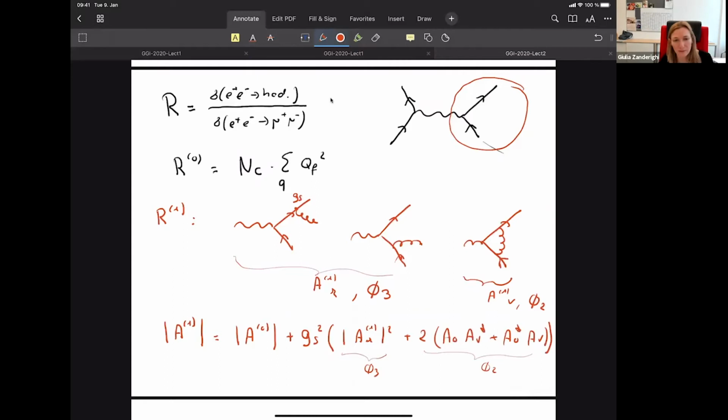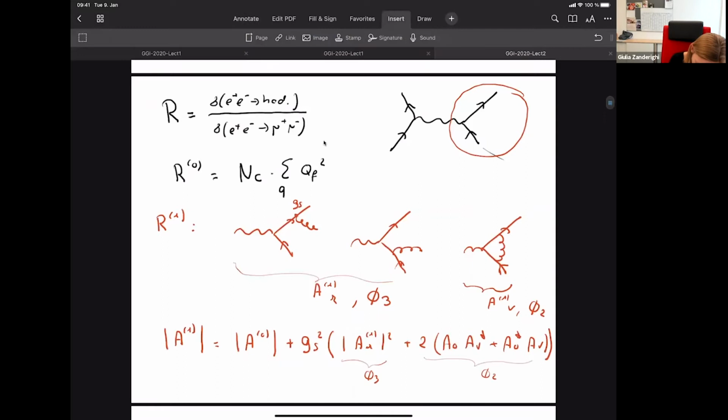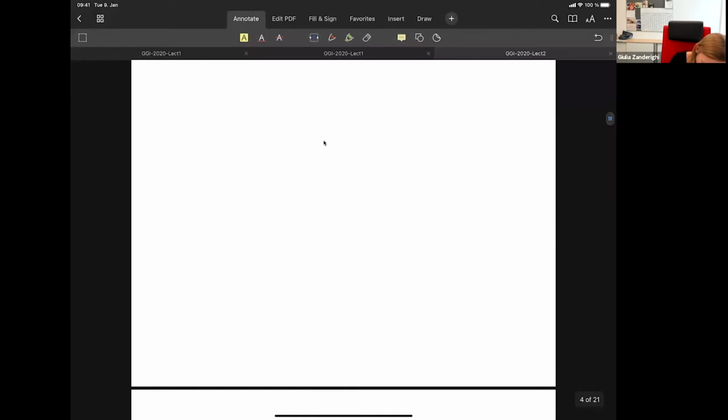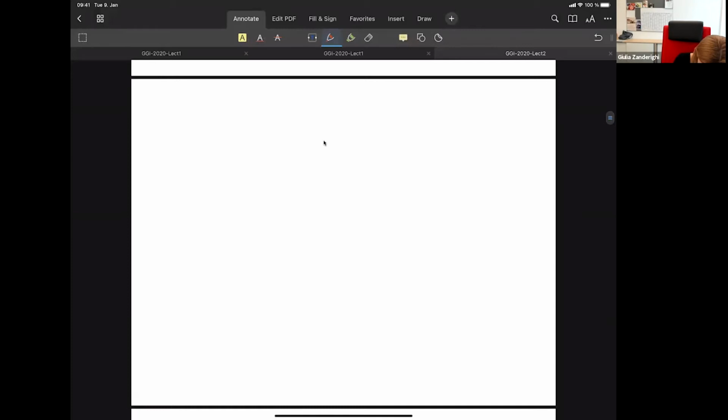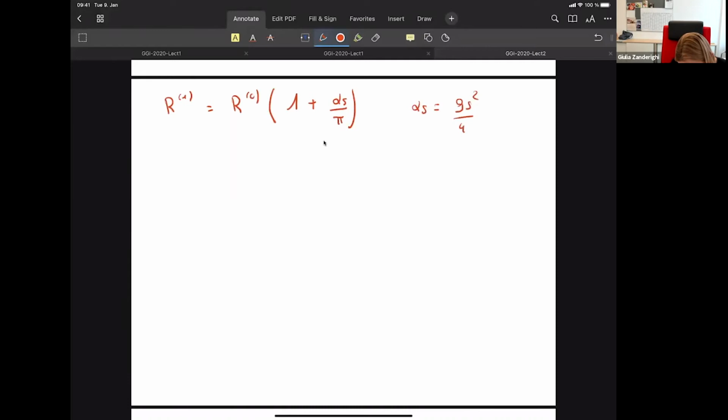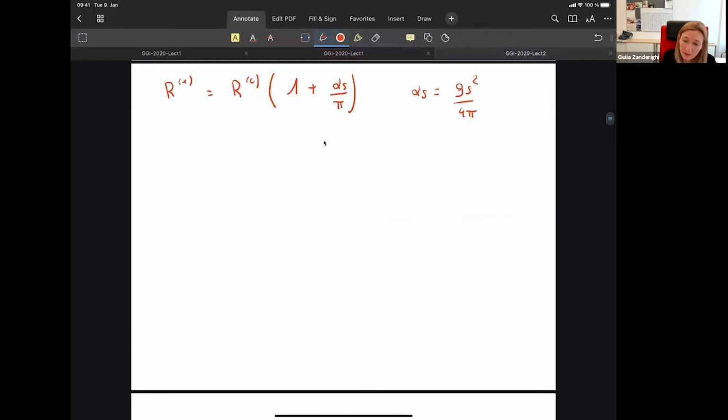Now the point is that if you do this calculation and compute R1, you get a very simple result that people essentially remember by heart: the first order correction is the lowest order term times 1 plus alpha s over pi, where alpha s is the coupling squared over 4 pi. So we see that the expansion parameter in these perturbative calculations is often alpha over pi, or people talk about alpha over 4 pi, but you get a finite result and a very simple one.